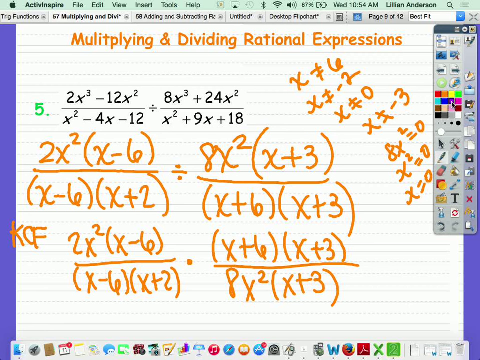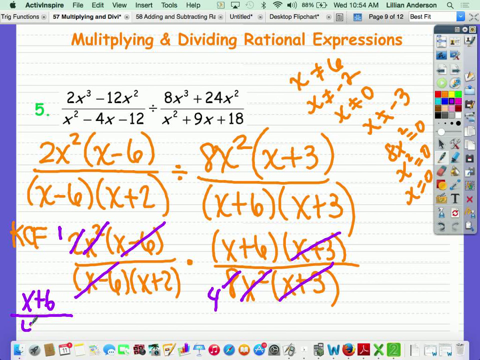Now cancel. What can I cancel? The x plus 3s, the x minus 6s. You can divide the 2 and the 8, so you get 1 and 4. They both have the 2 in common, so this becomes a 1, this becomes a 4. What about the x squares? They cancel out as well. So what are your ones? It'd be x plus 6 over 4 times x plus 2. Yes. That will be my final answer.